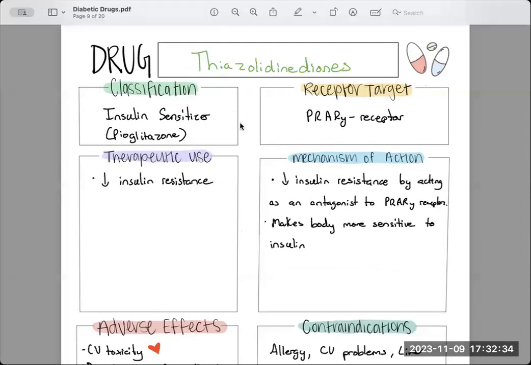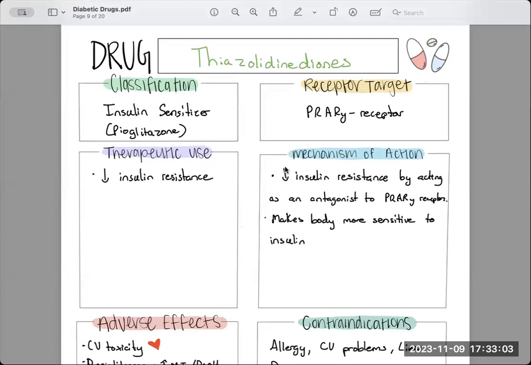Then we have thiazolidinediones. I don't know how to say that, but I'm just going to call these the thigh drugs, okay? So these are insulin sensitizers, which means they make insulin more effective. They make the body more sensitive to insulin. So if you're making the body more sensitive to something, they're more likely to react with it and use it. And it's going to make the body produce more insulin. We use these, and again, in our type 2 diabetes patients to lower sugar levels.